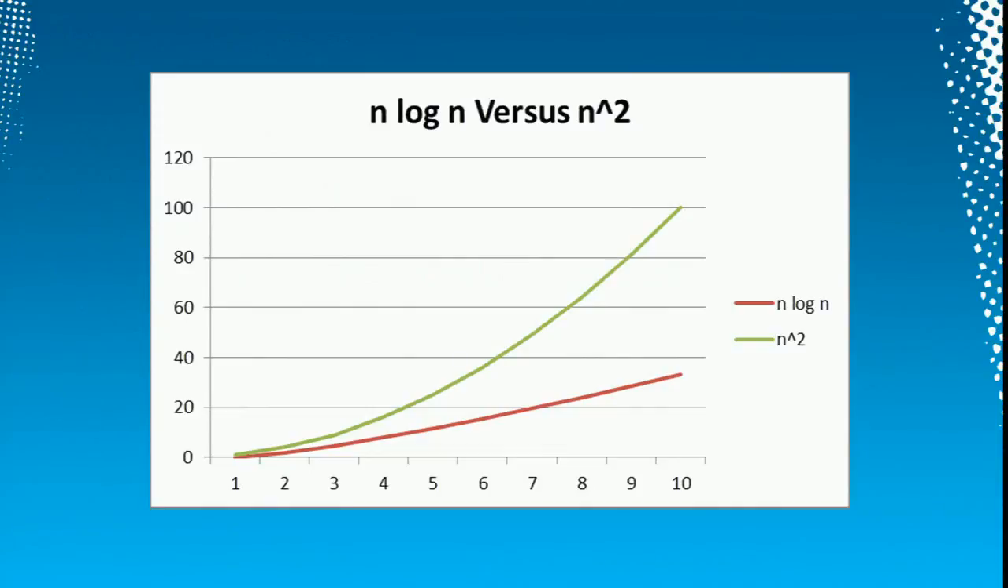Good stuff. This is a proof, right? You don't have to take my word for it. Here is what n log n looks like on the red line, and here is what n squared looks like on the green line. So now when I say one's faster than the other, you can see it in a diagram. It's easier to understand.